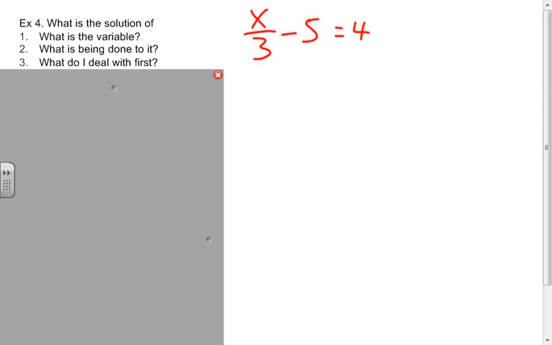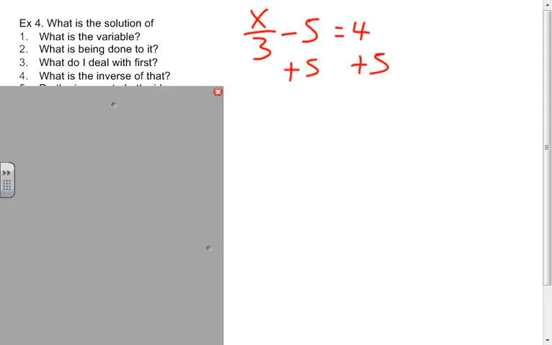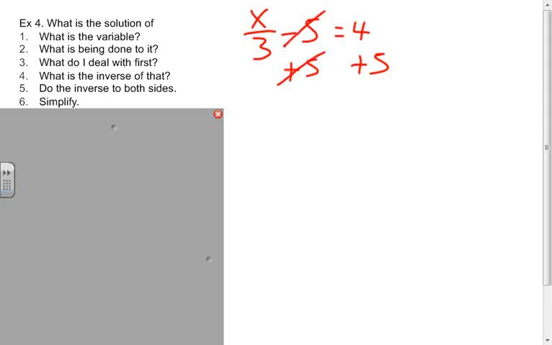Which one do I deal with first? Well, the x and the 3 are in the same term in this problem. They go together. The minus 5 is off by itself. So in this problem, I'm going to deal with the minus 5 first because it's farther away from the x. So the inverse of subtracting 5 is adding 5. Do it to both sides and simplify. Subtracting 5 and adding 5 are inverses, so they cancel. On the left, I have x divided by 3. On the right, I have 4 plus 5, which is 9.